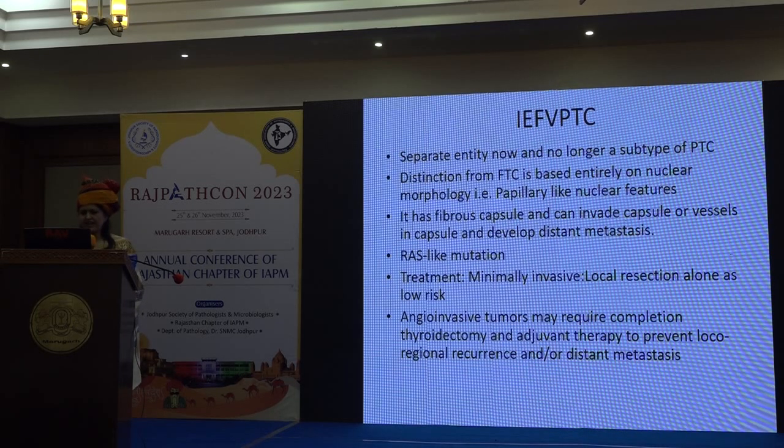It is a separate entity now, and no longer a subtype of PTC. Its distinction from follicular thyroid carcinoma is based entirely on nuclear morphology, and it has a fibrous capsule and can invade the capsule and vessels. It has a RAS-like mutation, but it is not like the mutation of a papillary carcinoma. That is why this is a separate grouping.